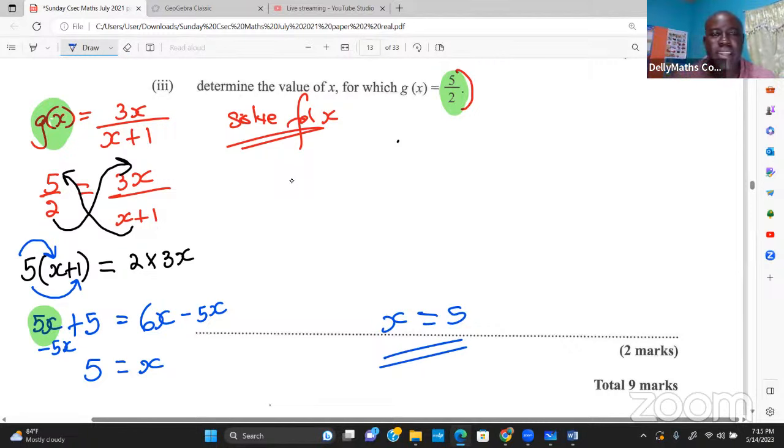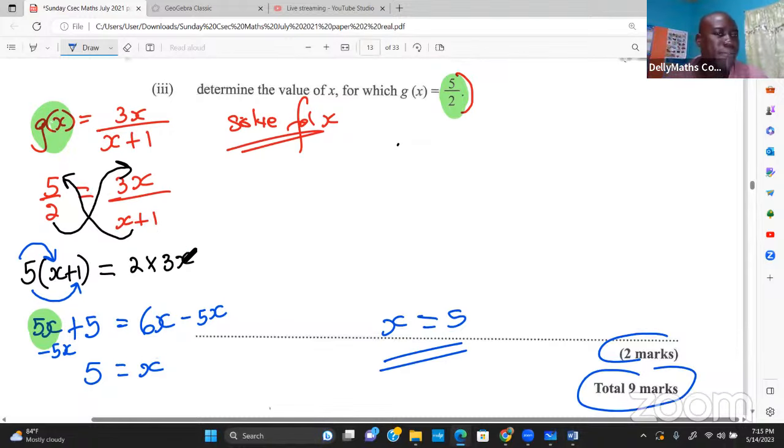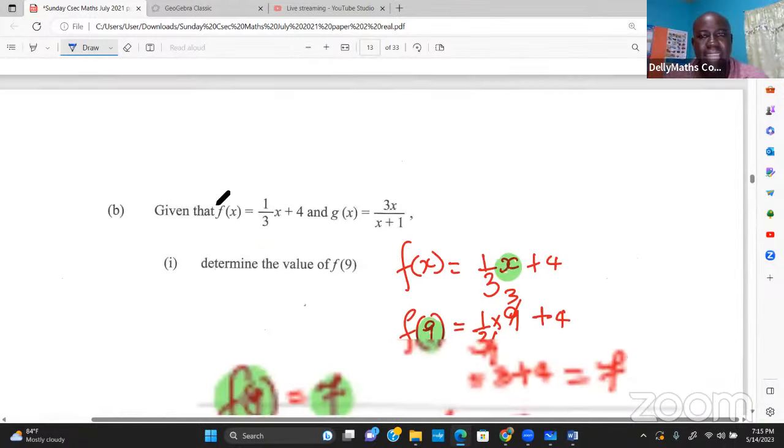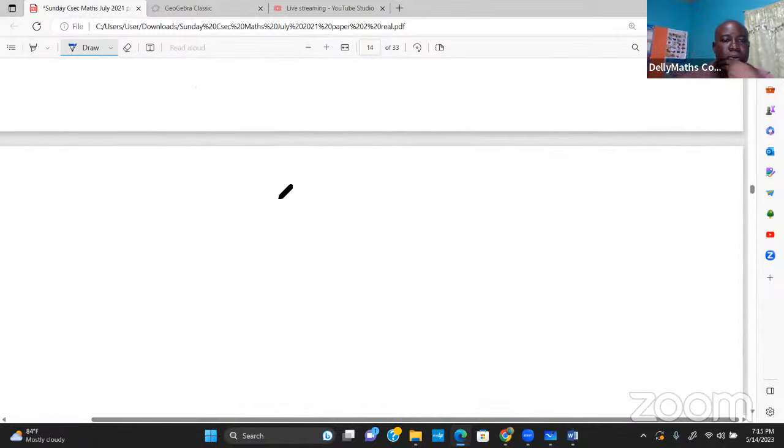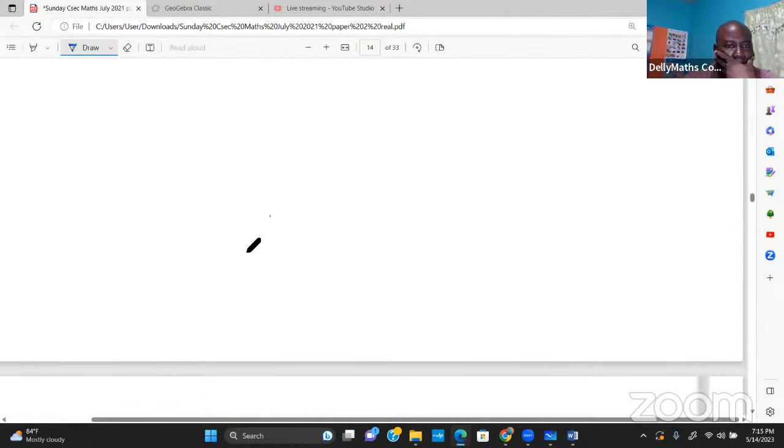Would you believe question 3 is finished? Total of 9 marks. I hope you guys have seen what's going on. You're checking? Not question 4, should I say, wasn't this 4? Yeah, 9 4s, 36. This is a 9 mark question. Let's go again.